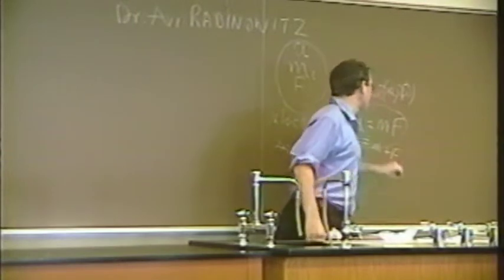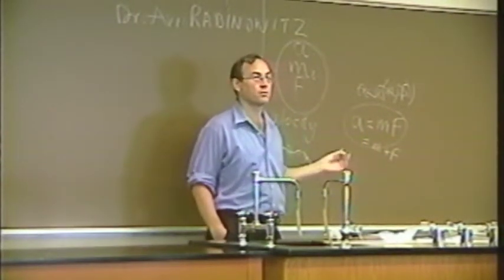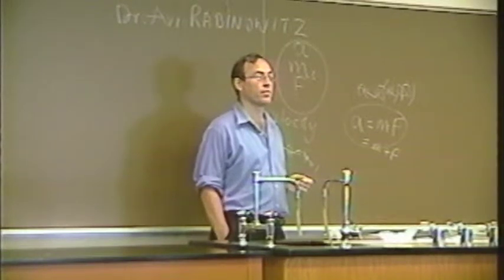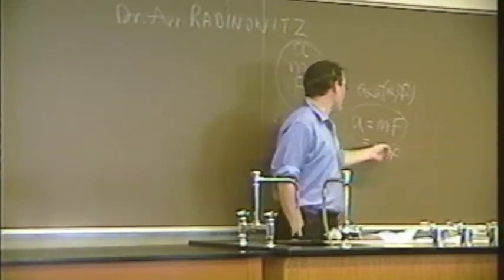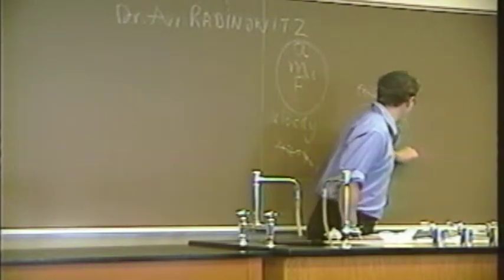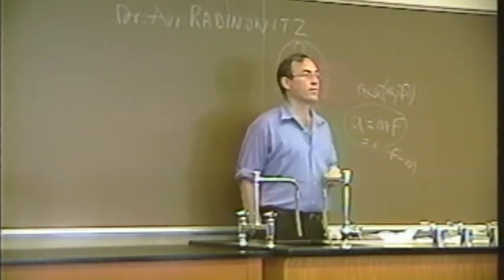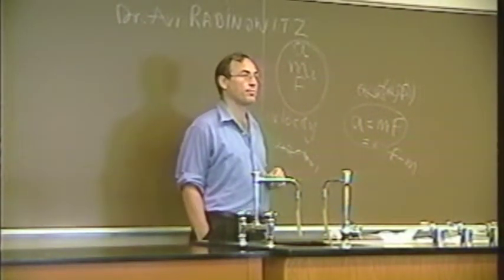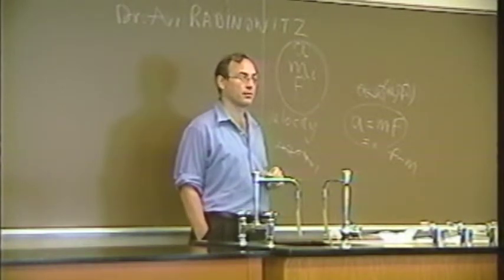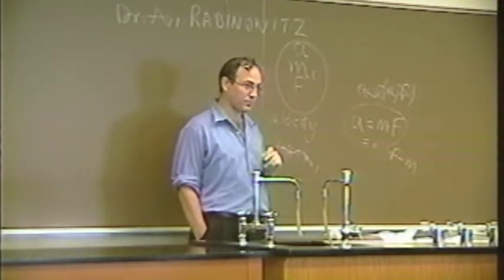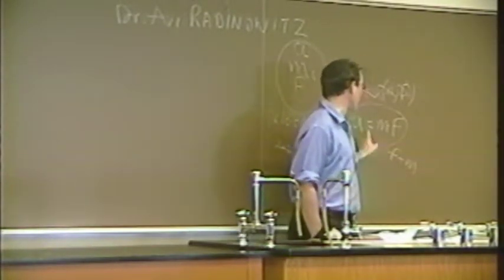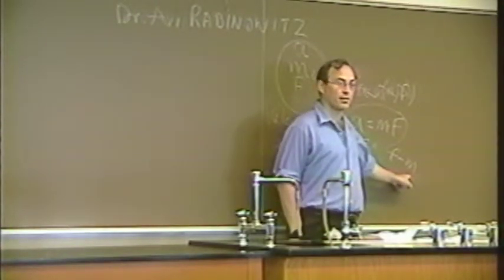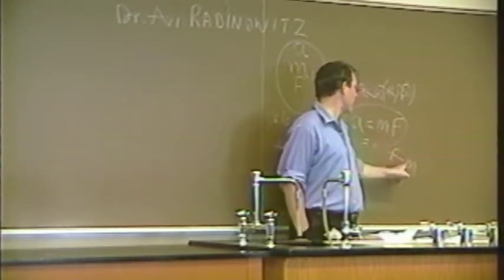M plus F. Could that be right? Why not? So let's say F minus M. Could that be right? The mass gets bigger, the acceleration gets smaller. You have F minus M. No, it has to be something divided by M. Why not this? Because with this, the acceleration gets smaller when the mass gets bigger.